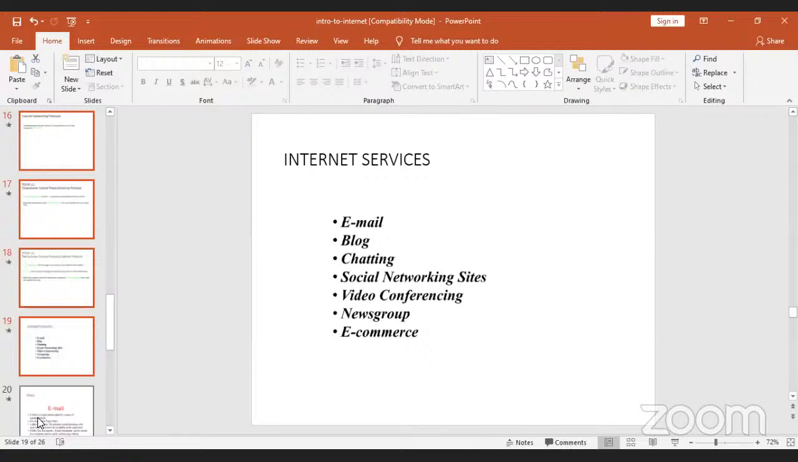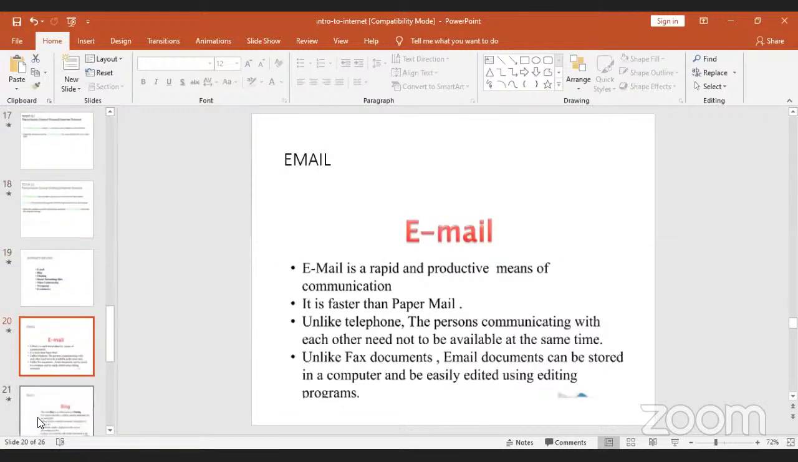So internet services, we have different services on the internet. These are just some of them. These are not all. Emails, blogging, chatting, social network sites, video conferencing, newsgroups, e-commerce. So we are all familiar with emails.